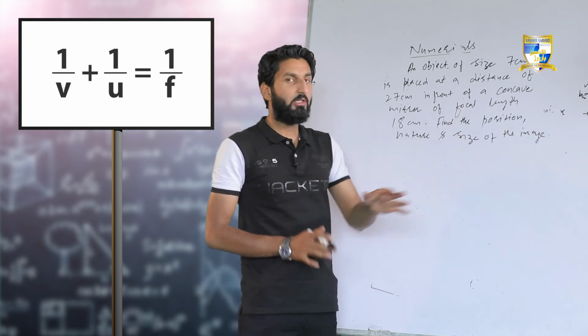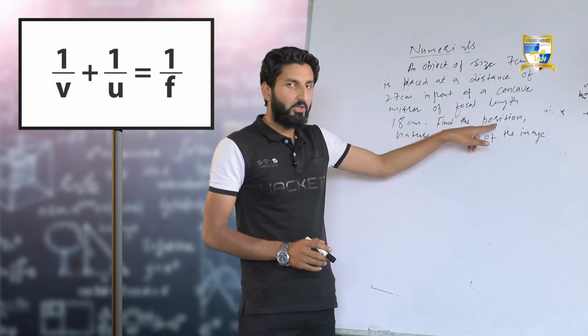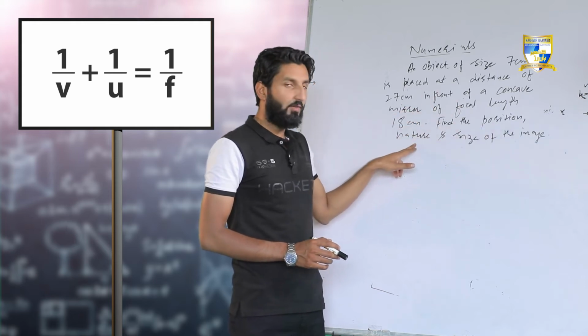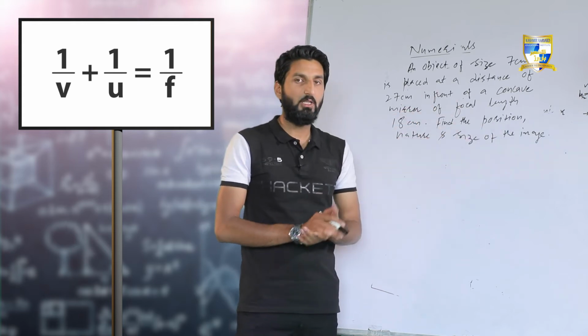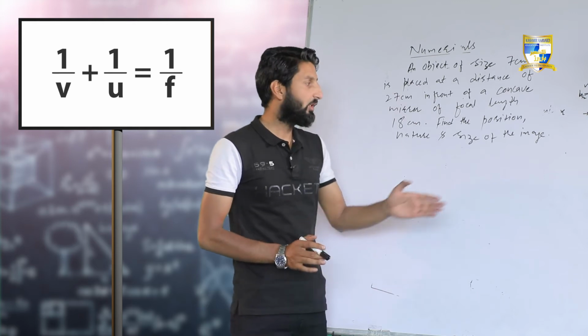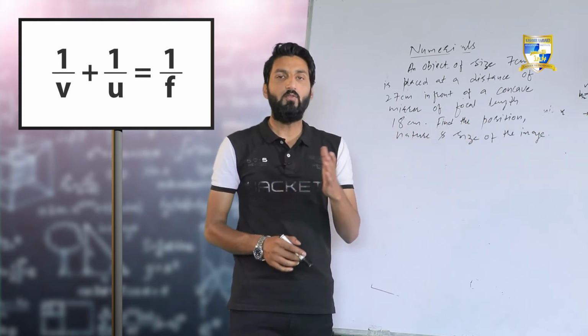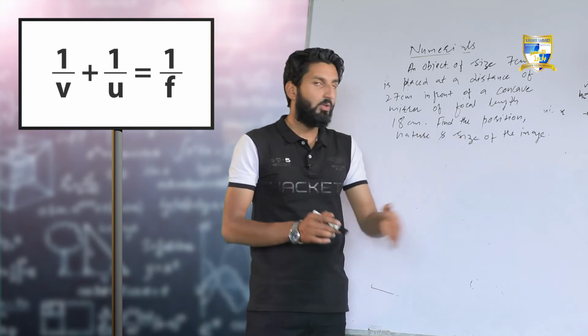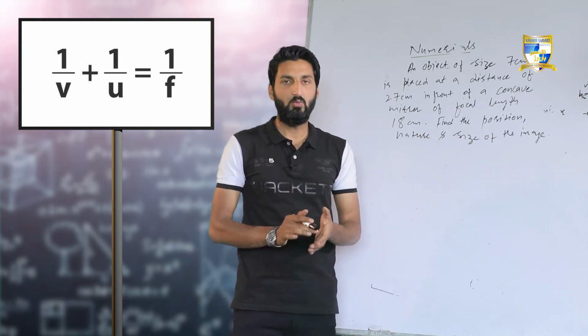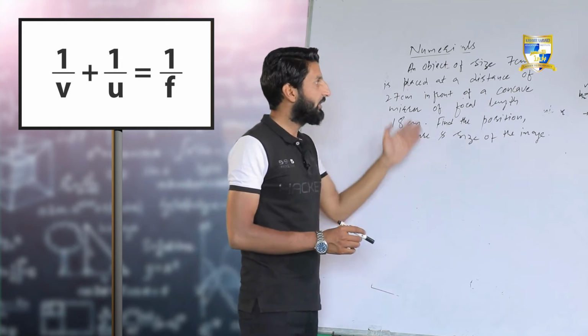You have to calculate three factors. First, the position, the nature of the image and the size of the image. In the previous numerical, we had to calculate only position and nature, which we would get with the help of V. But now we have to calculate the size of the image as well. So first we will write down the given values.